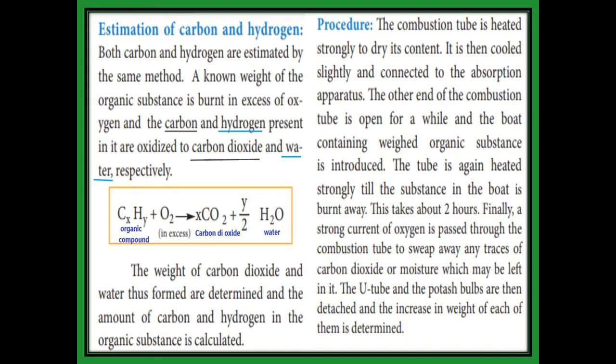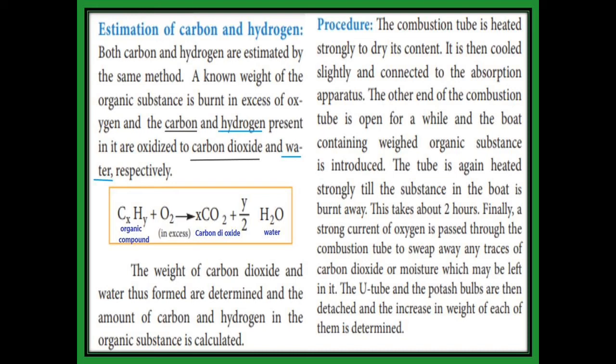That carbon dioxide is absorbed by the potassium hydroxide, which is taken in the U tube after the combustion tube. In the same way, the water produced during the combustion reaction is absorbed by the U tube containing pumice stone soaked in concentrated sulfuric acid. So initially we have to weigh these U tubes before absorbing carbon dioxide and water. Afterward, after the combustion reaction is completed, again we have to weigh the U tube containing the pumice stone with concentrated sulfuric acid.